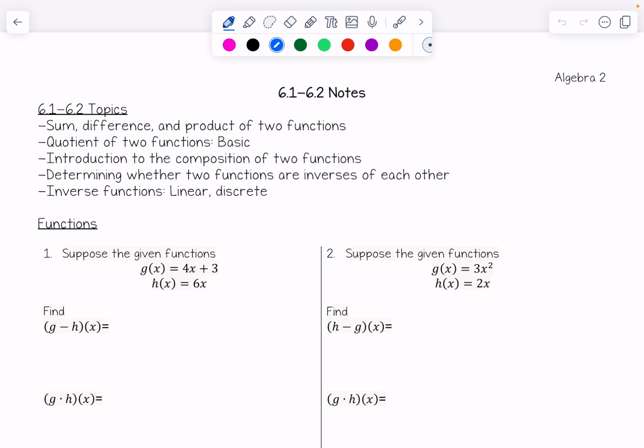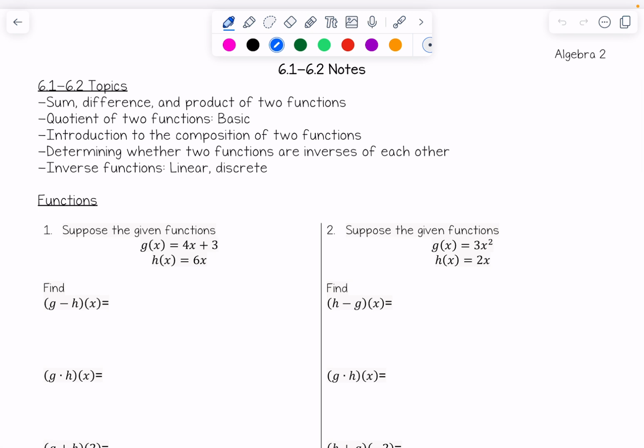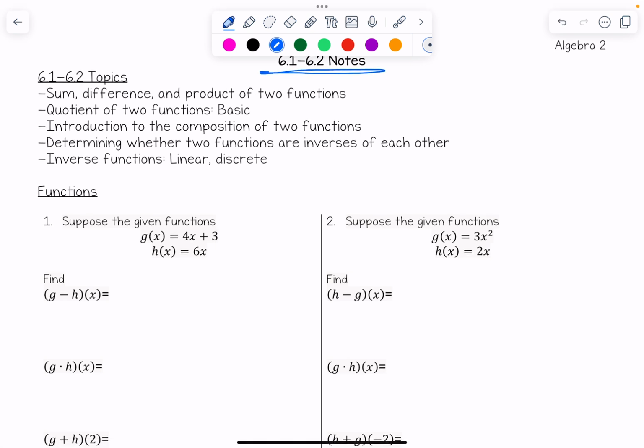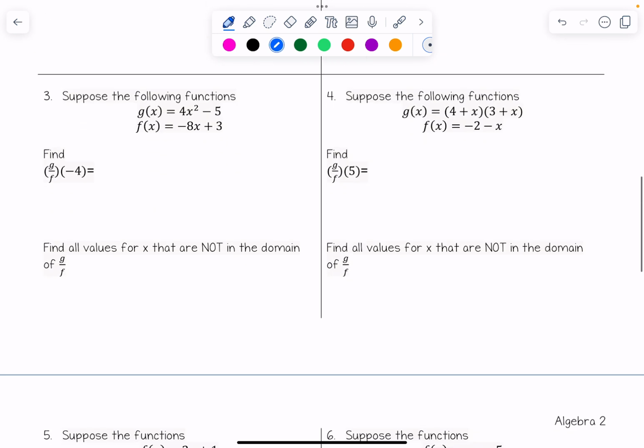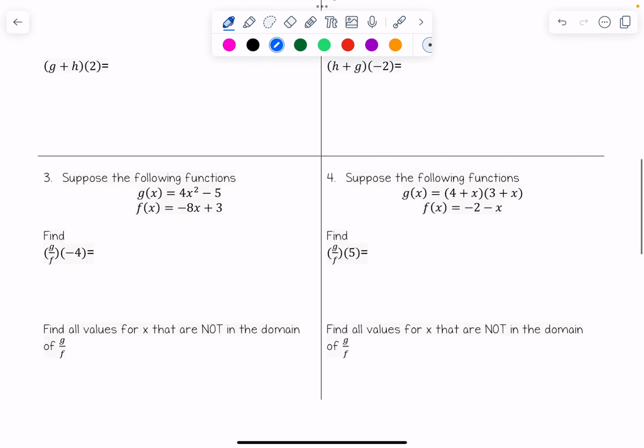I will be there tomorrow after school if you have any questions, but let's go ahead and go over 6.1 to 6.2. You have the material today. The only thing we're not going to be going over is quotient, so we are going to be skipping. I will do one example for us, but we'll skip this one.